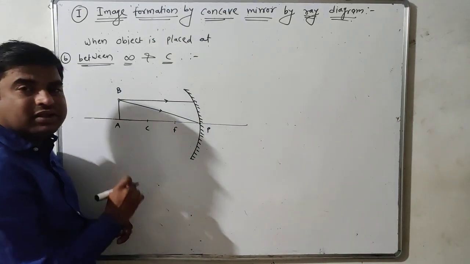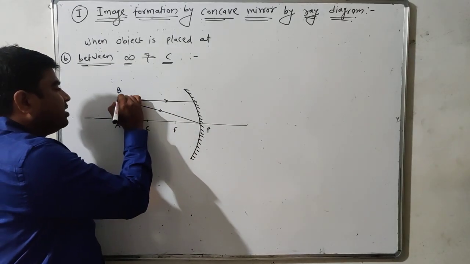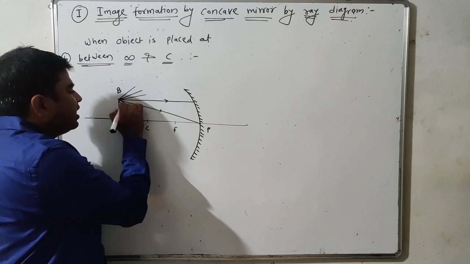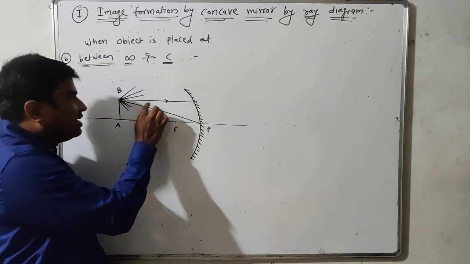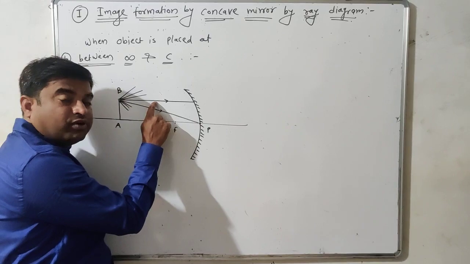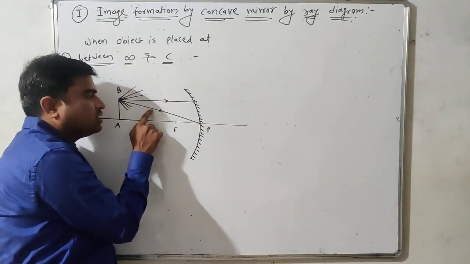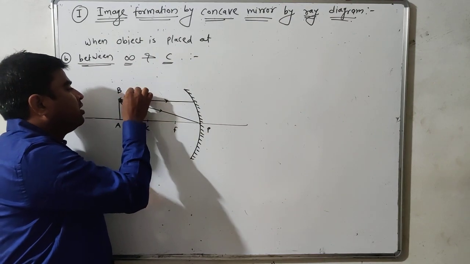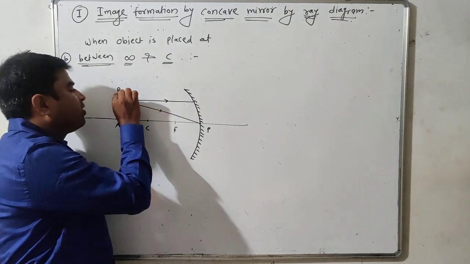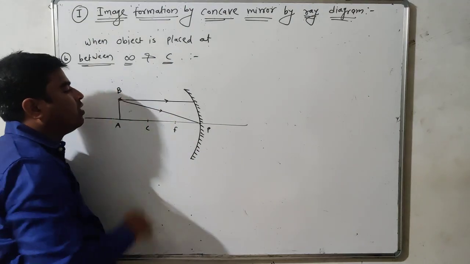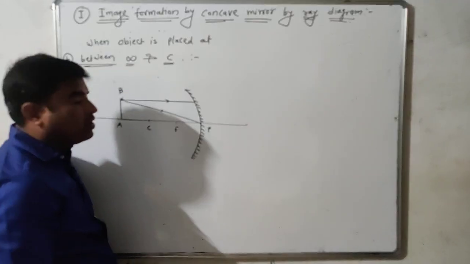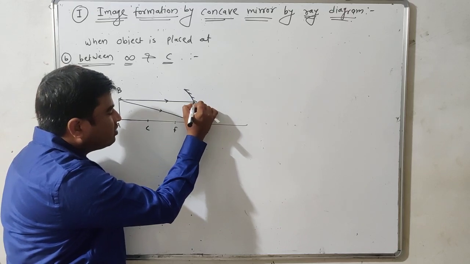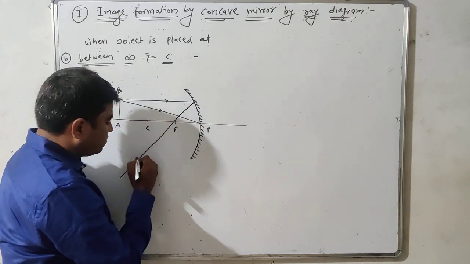Now student, this point B emits light in all directions like this, but we only take these two rays. First, parallel to the principal axis. Second, which is directly incident on the pole. Now student, this ray is parallel to the principal axis, therefore after reflection it will pass through the focus.